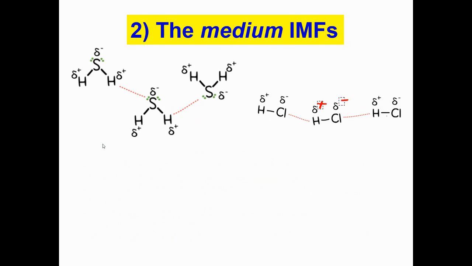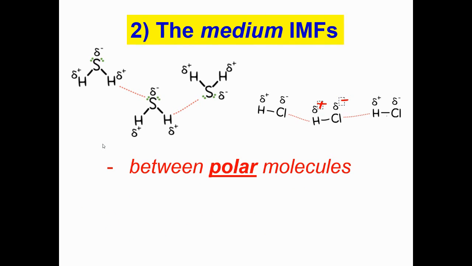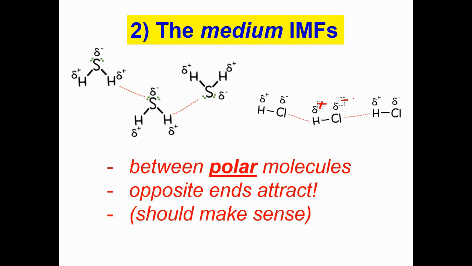Okay, medium IMFs. This makes sense. If we have polar molecules, molecules that have a positive end and a negative end, like these HCl molecules, or like this H2S molecule, it should remind you a little bit of a water molecule. It has a negative end and a positive end. Polar molecules should attract each other because they have opposite charges on either end. The positive attracts the negative of the molecules that are nearby. Okay? This should make sense.